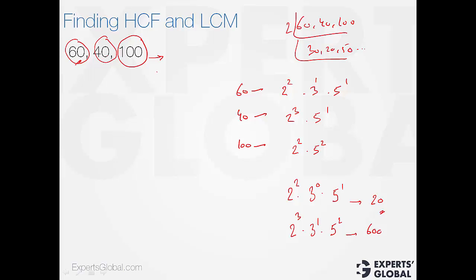So 200 needs to be multiplied by 3. The LCM is 600. So that is the fast way of calculating LCM. Personally, I always do it like this.